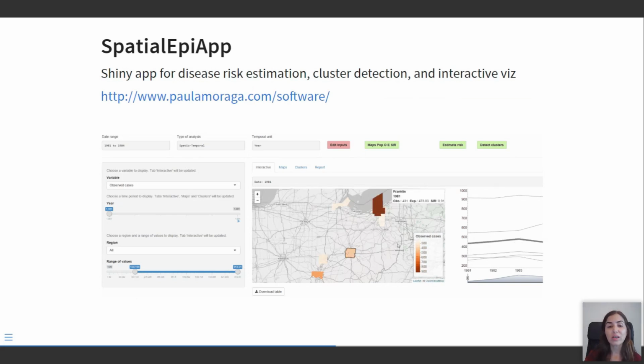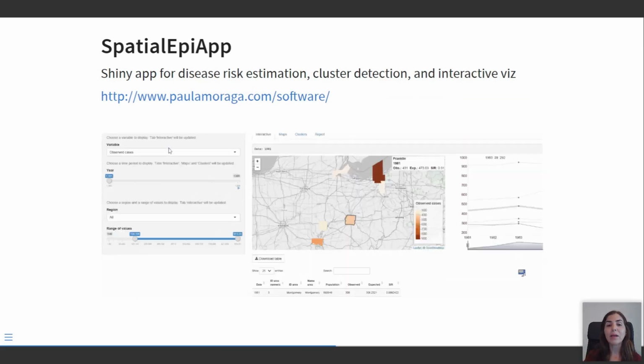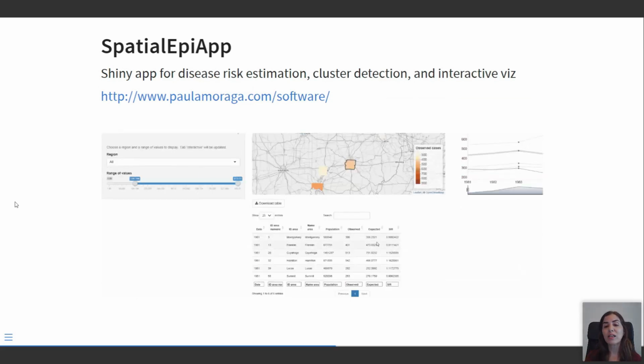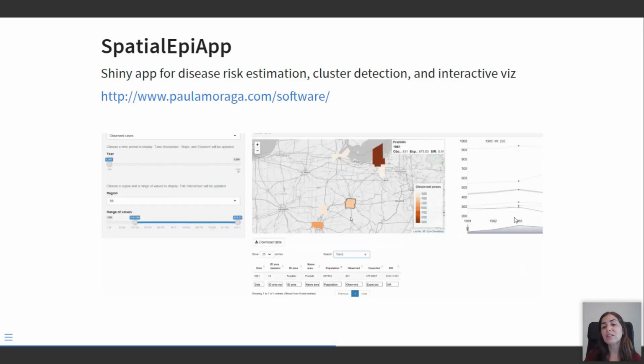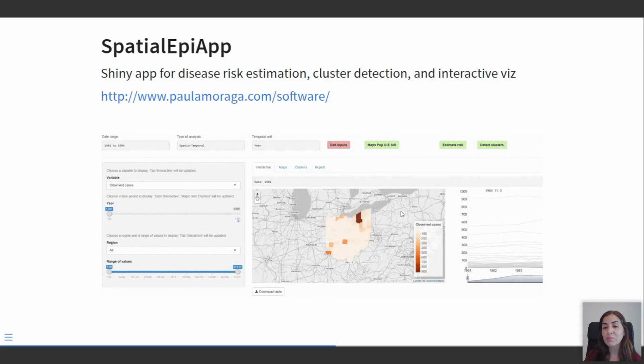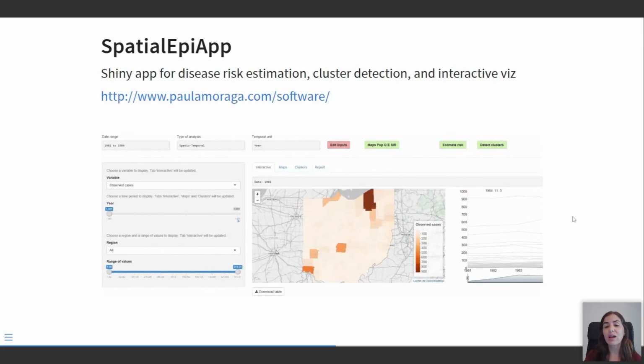So here the user can upload the map, the data, and then by clicking some buttons, they can obtain disease risk estimates using Bayesian models. They can also detect clusters, and then they can visualize the results using interactive maps, time series plots, and interactive tables. And they also have the option to generate reports with the analysis conducted.